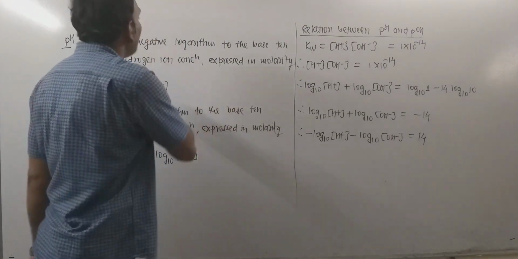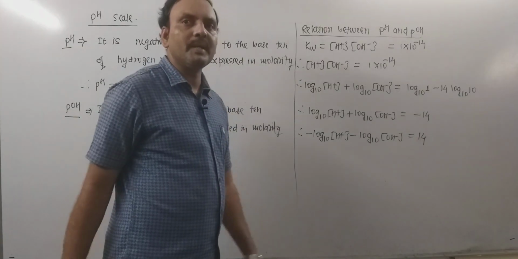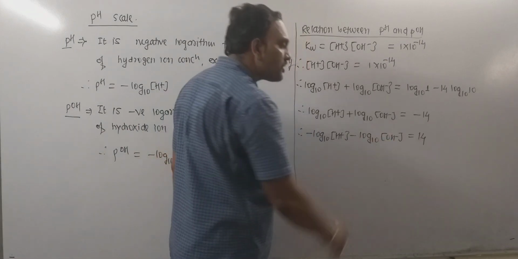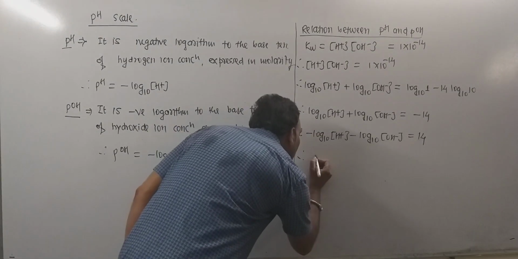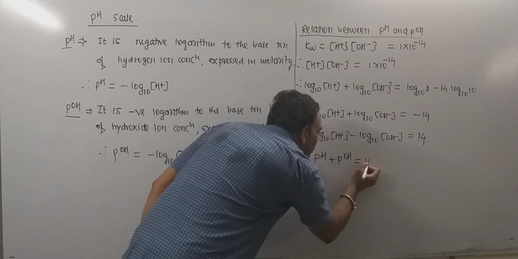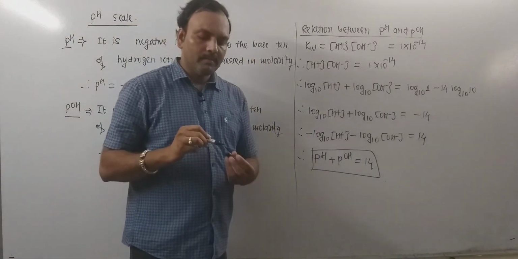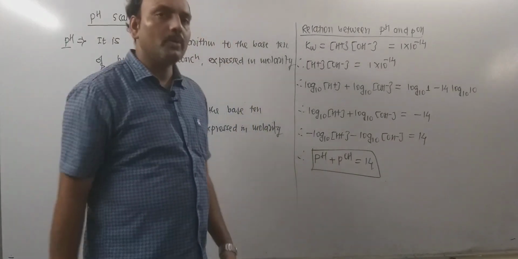And earlier we have discussed that negative log base 10 concentration of H plus is nothing but pH, and negative log base 10 concentration of OH minus is nothing but pOH. Thus this can be given as pH plus pOH is equal to 14. So this is the relationship between pH and pOH for any solution.